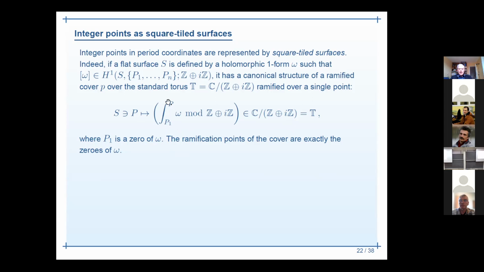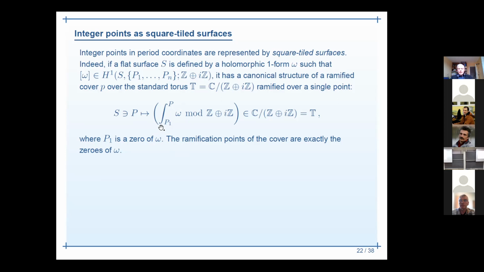This is one of the zeros, to my point P, which I want to send to the torus, and then compute the integral over the path joining P1, which is fixed, to my moving point P. I compute the integral of omega. Now, of course, this integral depends on the path, but the point is that if you choose two different paths, then the difference between the integrals is the integral over the closed path. We first go from P1 to P by one path, and then we come back to P1 by the other path.